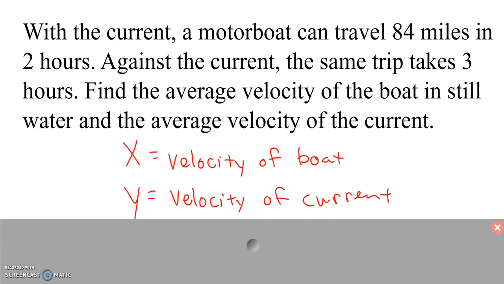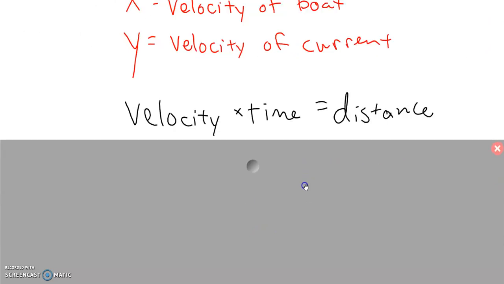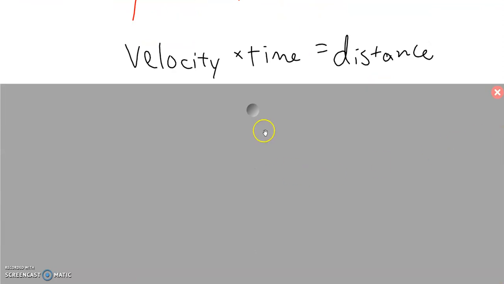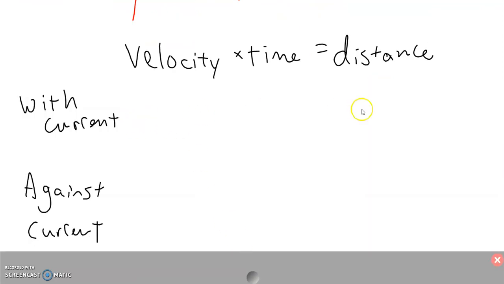Then I'm going to use this formula that says velocity times time equals distance. This is something that I hope you remember from physics and past math classes. Basically, I'm going to write an equation that has that form for these two different trips. I'm going to write one equation for when it's going downstream and another equation for when it's going upstream. So when it's going with the current, I'm going to write a formula here, and when it's going against the current, I'm going to write a formula here.